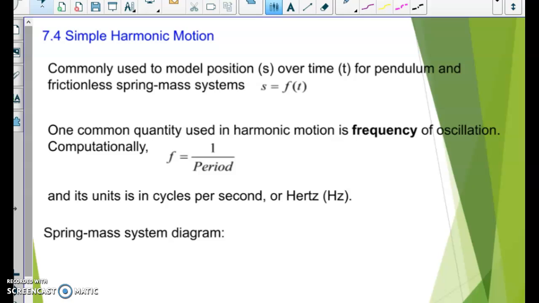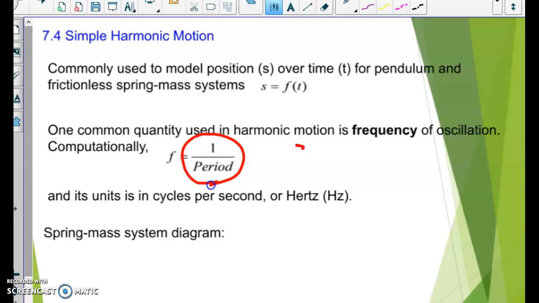Section 7.4. Simple harmonic motion is commonly used to model positions over time for a pendulum and a frictionless spring mass system. One common quantity used in harmonic motion is frequency of oscillation, and that's the reciprocal of your period.